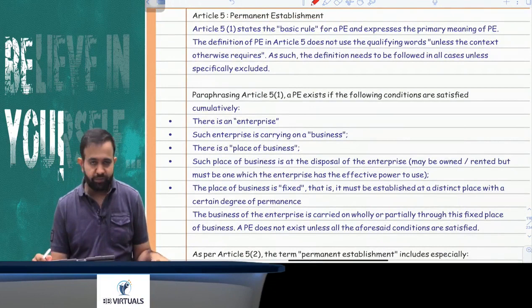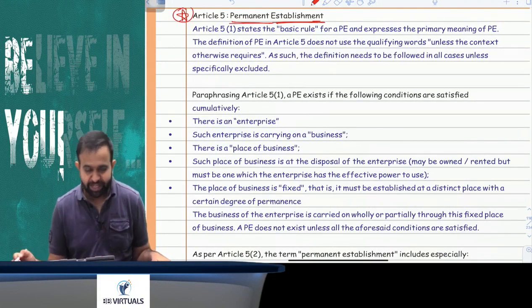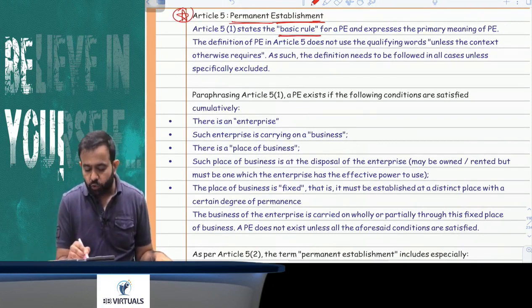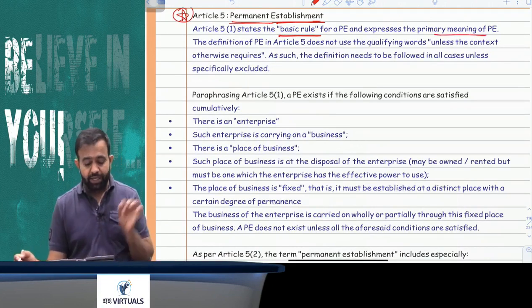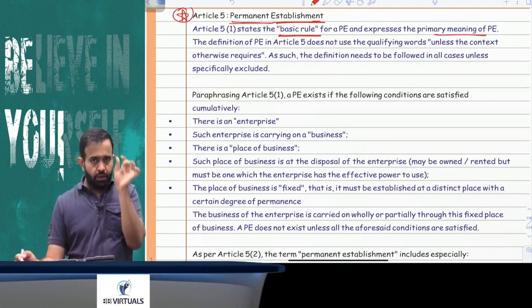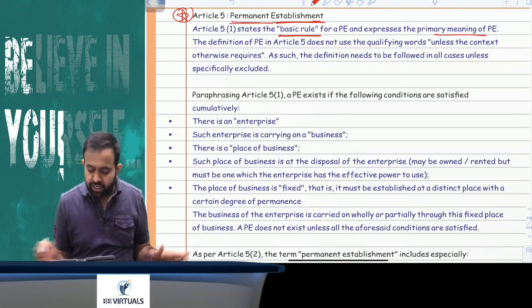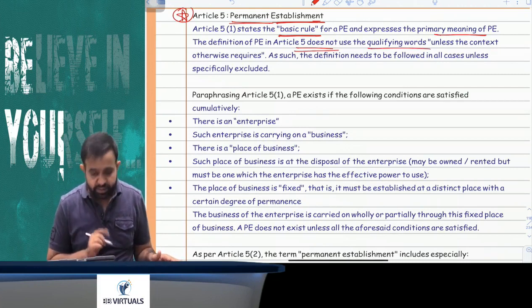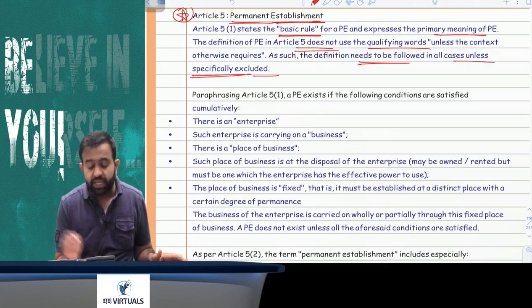Now directly coming to article number 5. Article number 5 is permanent establishment, like when a permanent establishment will be there and all. Pay attention. Article 5.1 states the basic rule for the PE and expresses the primary meaning of PE. 5.1 means you can say subsection 1. The definition of PE in article 5 does not use the qualifying words 'unless the context otherwise requires'. As such, the definition needs to be followed in all cases unless specifically excluded.